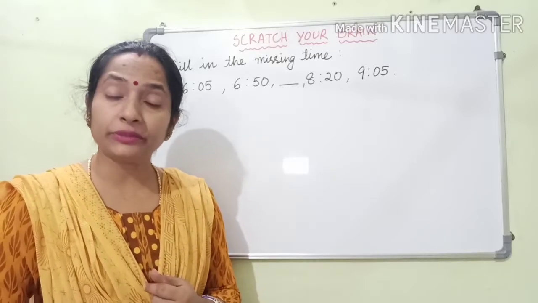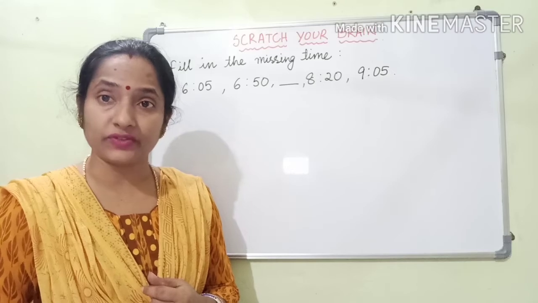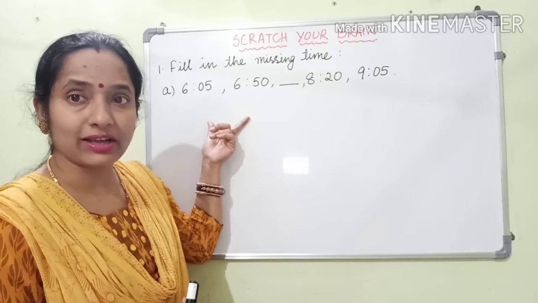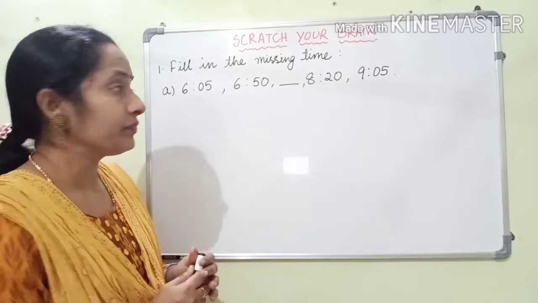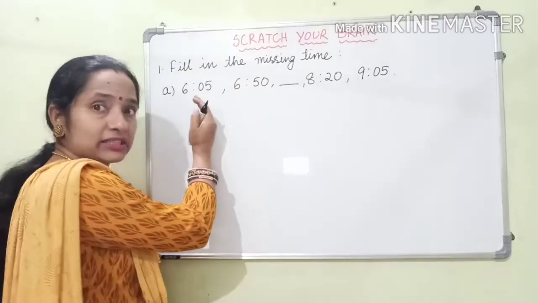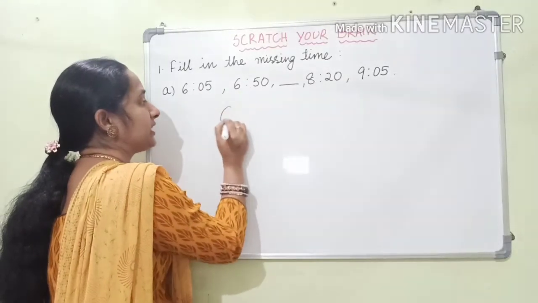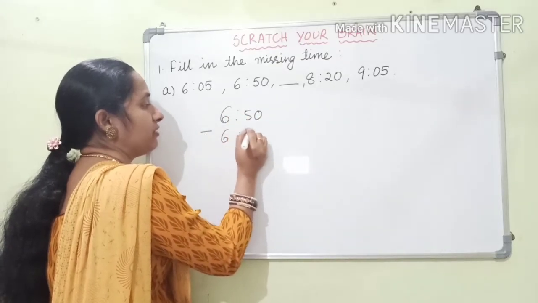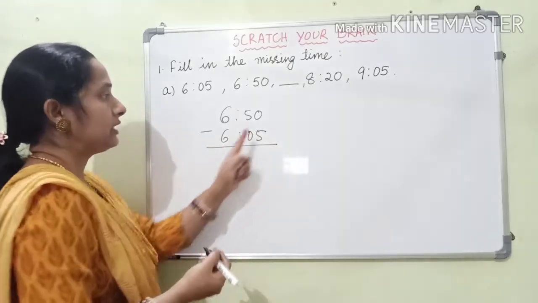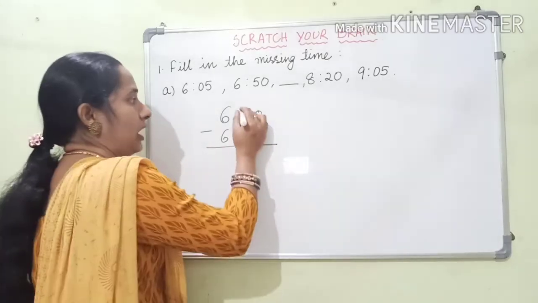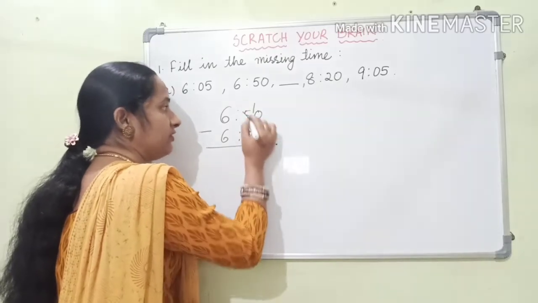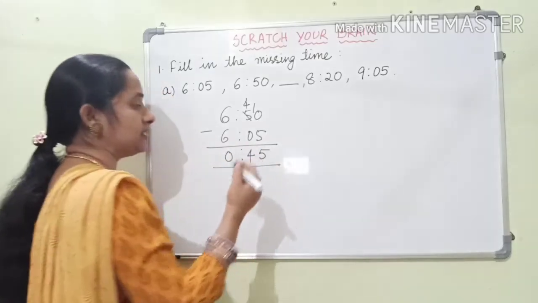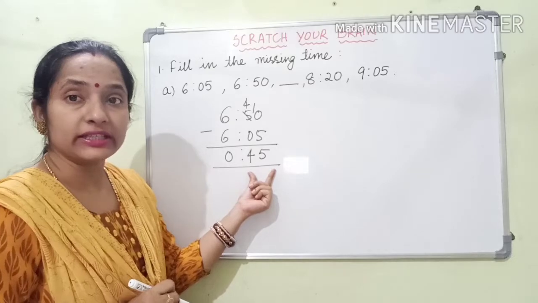How will we find the common difference of this series? We can find the difference by taking any two consecutive terms given in the series and subtracting them. So from the second term, I will subtract the first term. Here I have in the second term 6 hours 50 minutes minus 6 hours 5 minutes. Then what will you get? 0 minus 5 I cannot do. I will borrow. 10 minus 5 is 5. Here 4, and I got 45 minutes, and 6 minus 6 is 0. Now the difference I got here is 45 minutes.